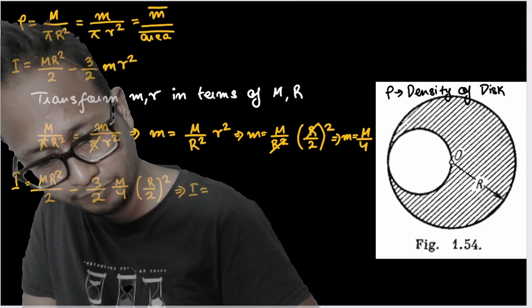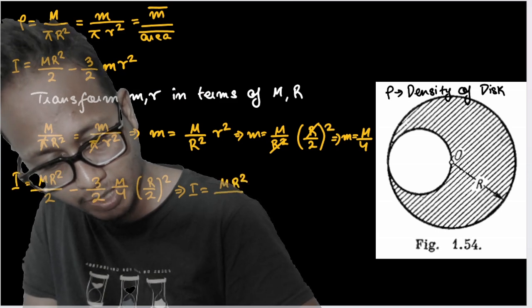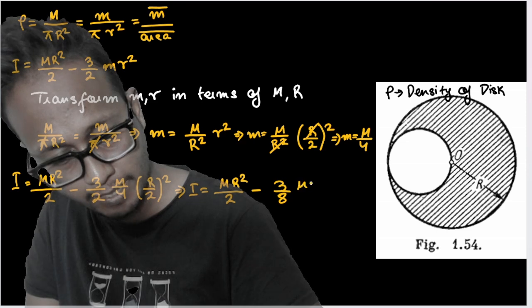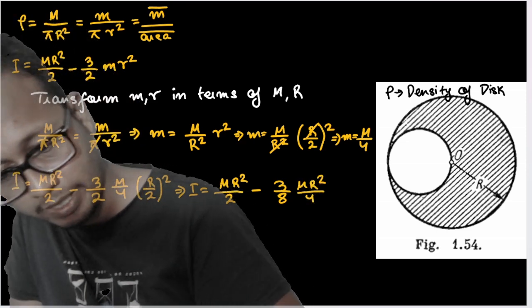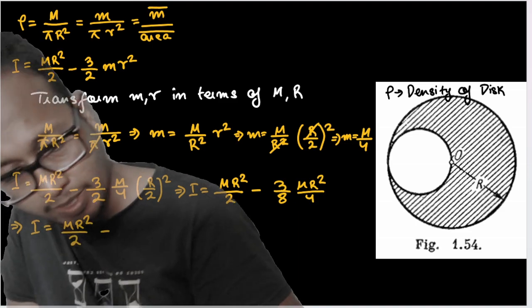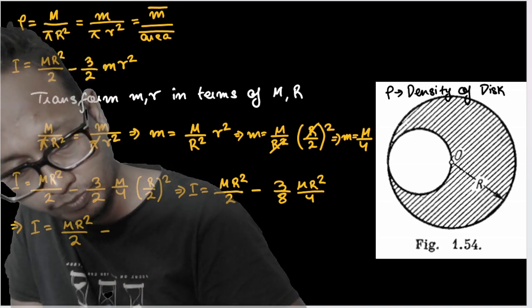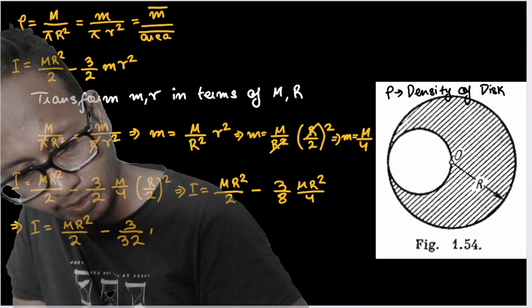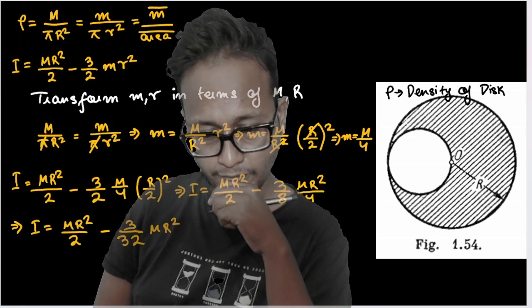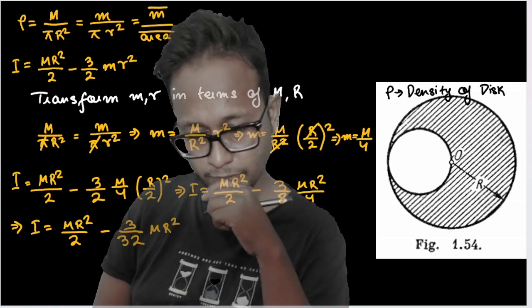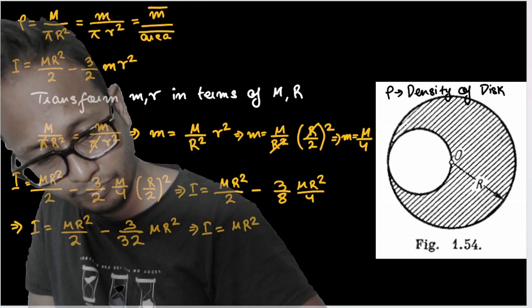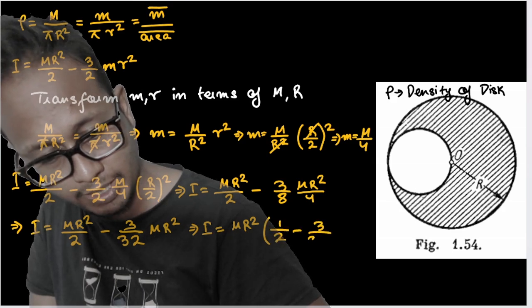Or moment of inertia is nothing but M R square by 2 minus 3 by 8 into M R square by 4. Or moment of inertia is nothing but M R square by 2 minus 3 by 32 M R square. By 4 and by 4, so 8 times 4 is 32. Or if I take M R square common, 1 by 2 minus 3 by 32.